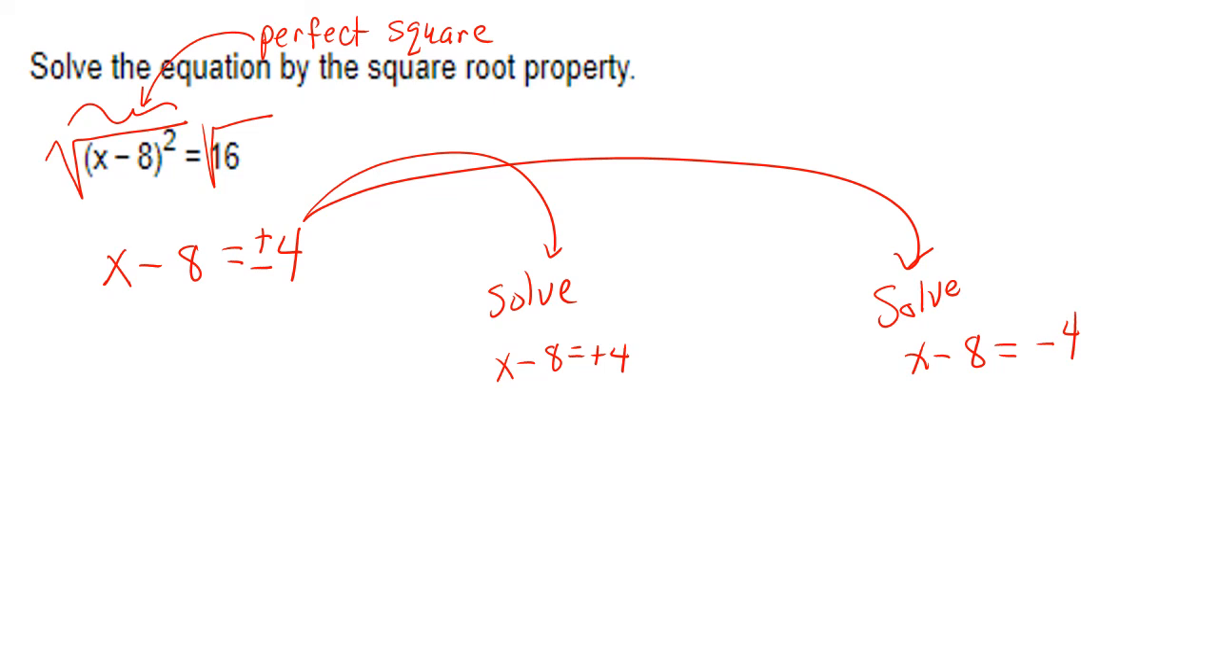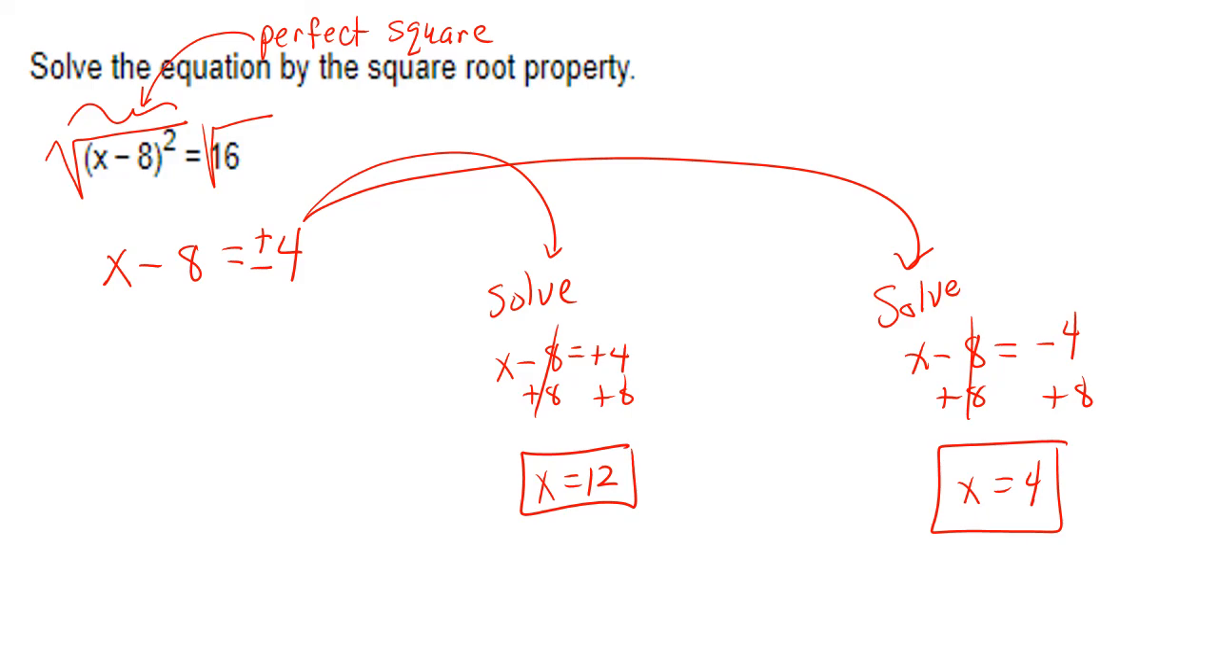Now it's a simple solve. Just go ahead and add 8 to both sides of the equals and you get 12 as one solution. And when you add 8 to the second equation, you will get positive 4. There are your 2 solutions.